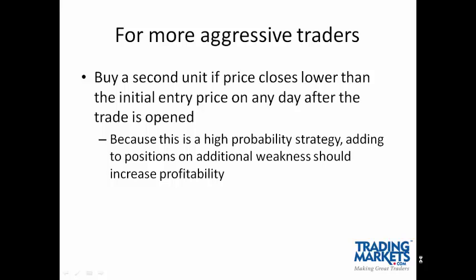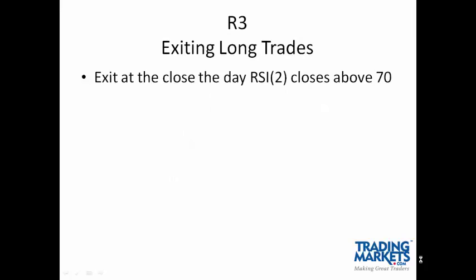Because this is a high probability strategy, adding to position on weaknesses should increase profitability, and we'll show with test results that it does. To exit trades, we'll exit at the close the day the two-period RSI closes above 70. This will indicate that the ETF is moving into an overbought position.